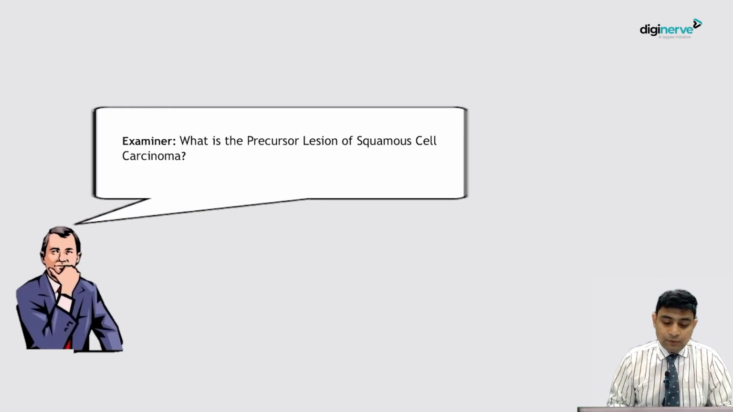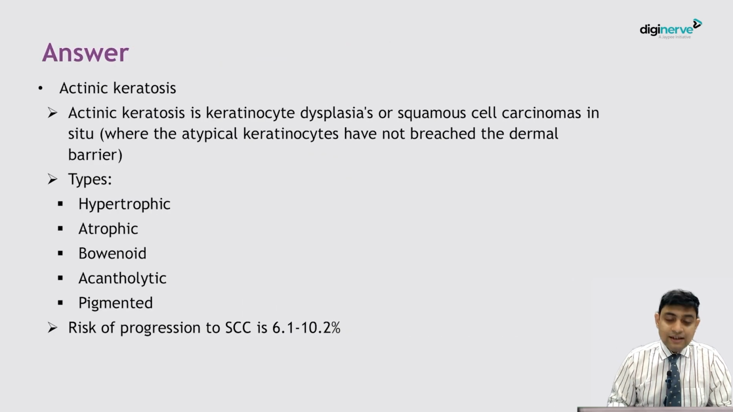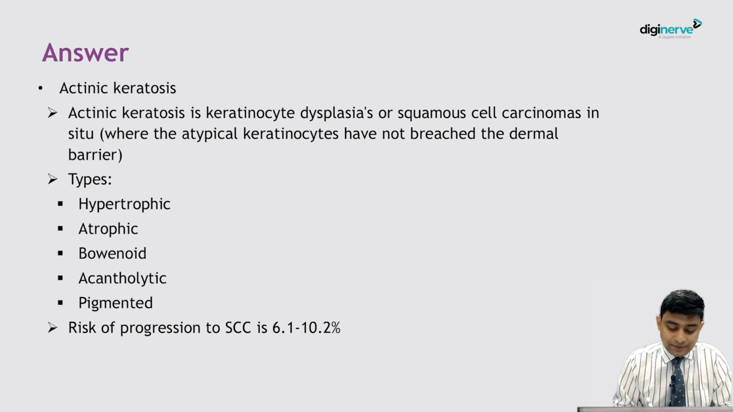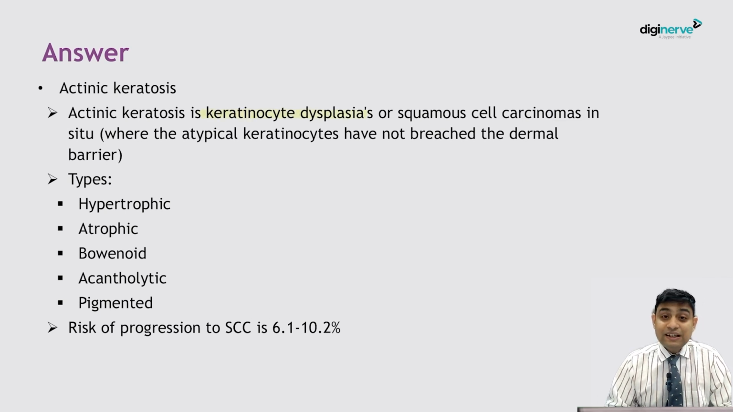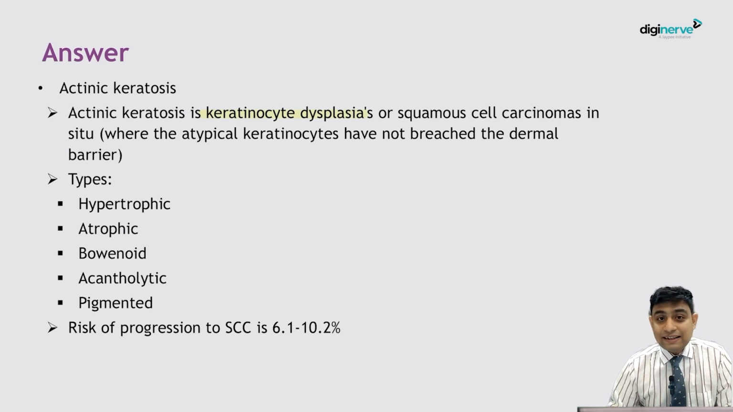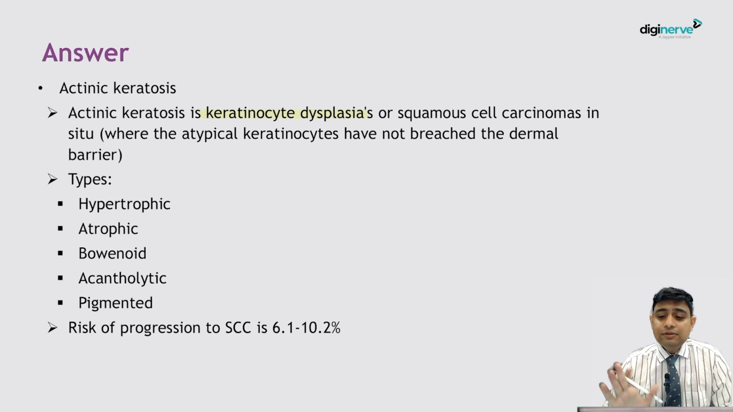Okay, so what are the precursor lesions of squamous cell carcinoma? Okay, so precursor lesions are something which are commonly asked in various entrance examinations. If you want a one word answer, it is actinic keratosis, also known as solar keratosis. Okay, it is basically keratinocyte dysplasia, and the thymine dimers that were forming inside the keratinocyte, when they become malignant, they give rise to squamous cell carcinoma.